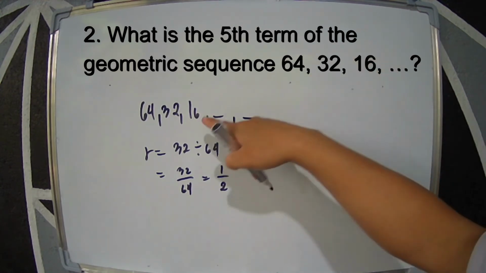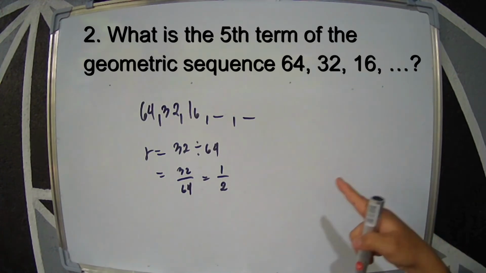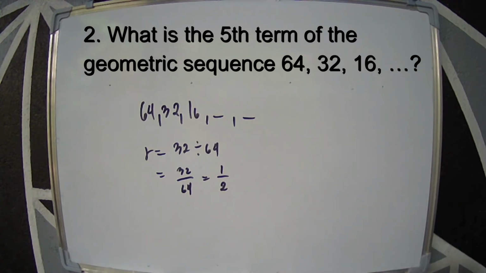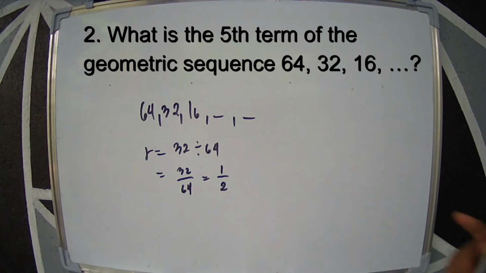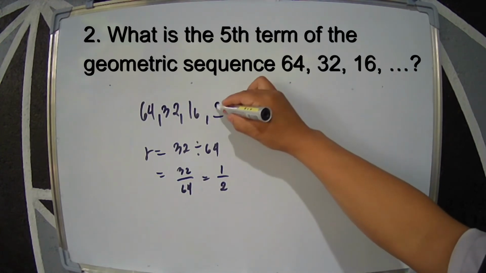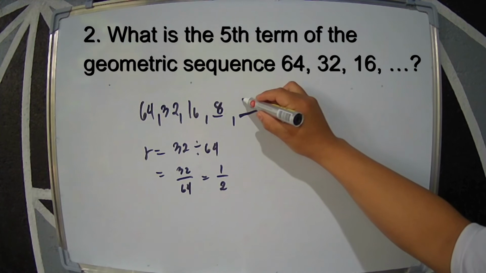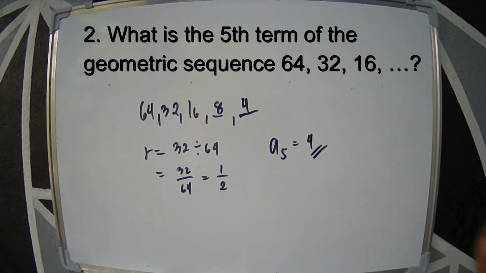So the next term can be obtained by multiplying the preceding term by 1/2, or simply dividing the preceding term by 2 to get the next term. So 16 divided by 2, or 16 times 1/2, is 8, and then times 1/2 is equal to 4. So the fifth term is 4.